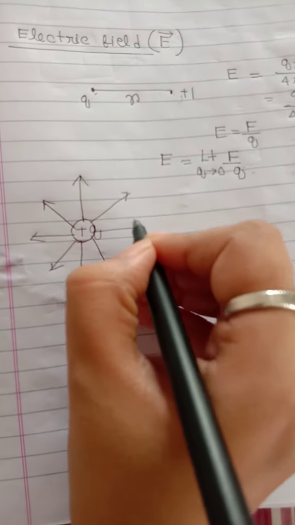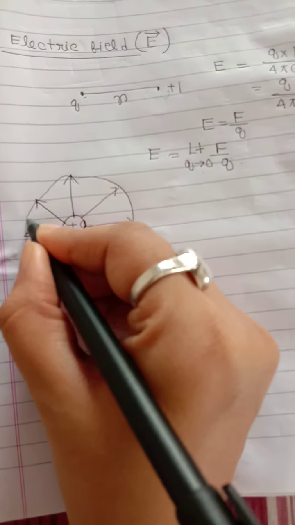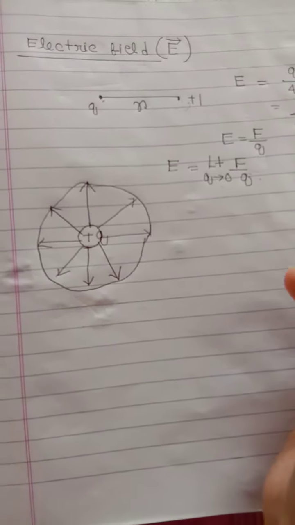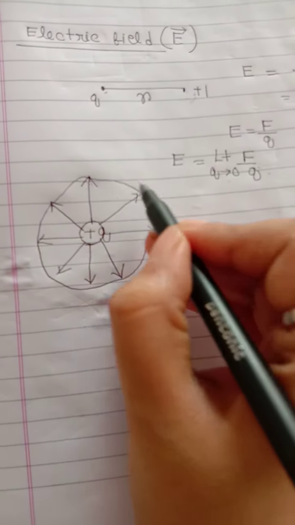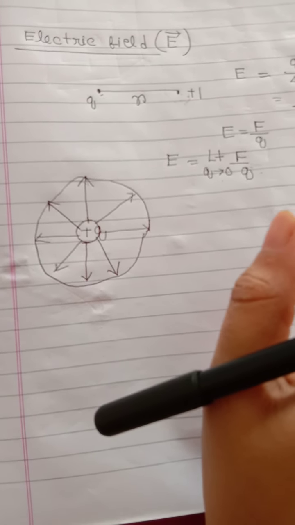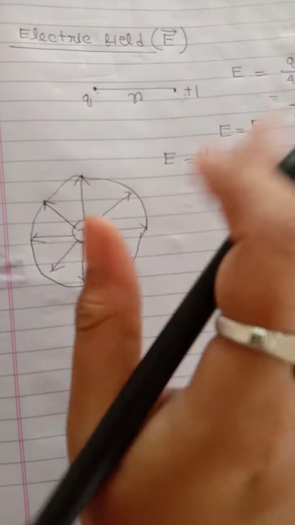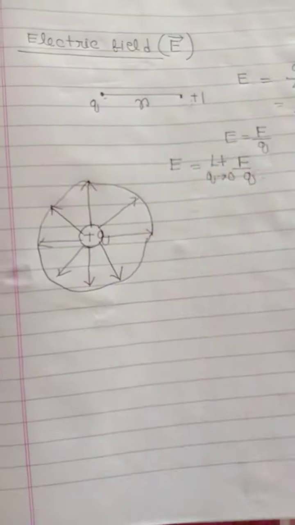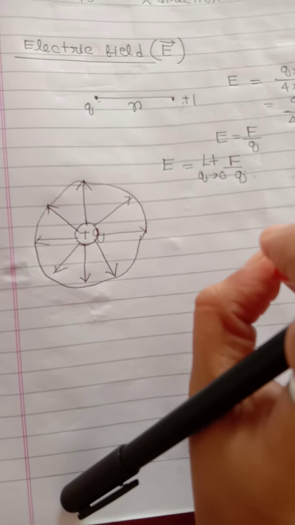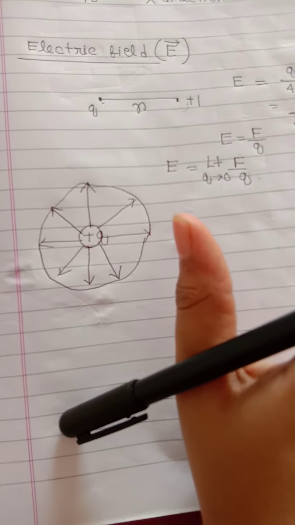That means if I consider a sphere at a distance r from the charge Q, then at all the points of the sphere we will get the same value of electric field strength. That's why it is called a spherically symmetric configuration. This sphere is not a proper sphere, please consider it as a proper sphere. So remember, at all points on the surface of the sphere the electric field strength will be the same. This is called a radially symmetric electric field.